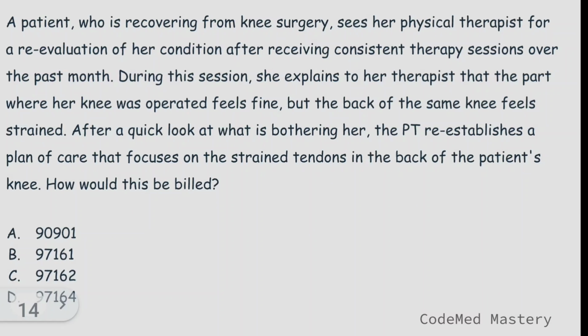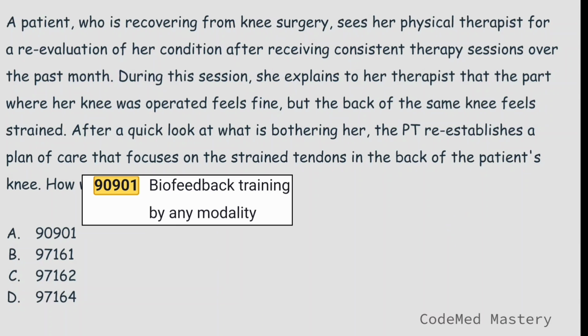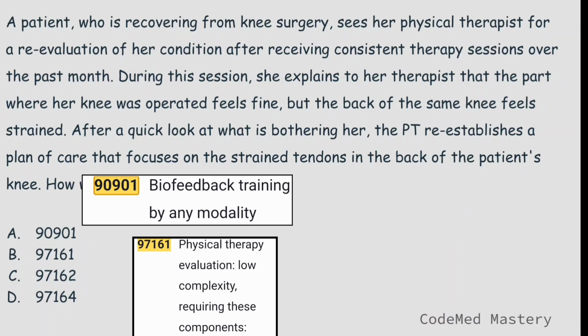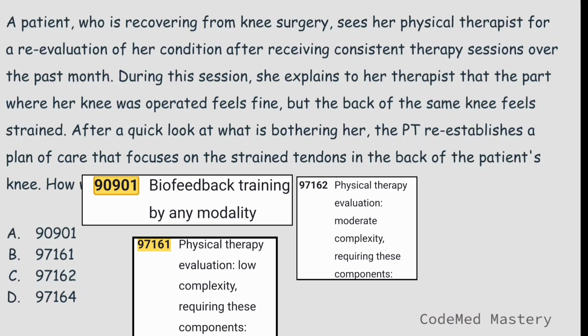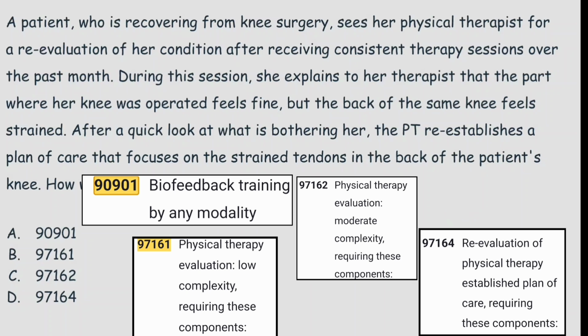Next question. This is a quite lengthy question, so first let us look at the options. Check option A, 90901, is for biofeedback training by any modality. Option B, 97161, is for physical therapy evaluation low complexity. Option C, 97162, is for physical therapy evaluation moderate complexity, and option D, 97164, is for re-evaluation of physical therapy established plan of care. So we looked at the 4 options.